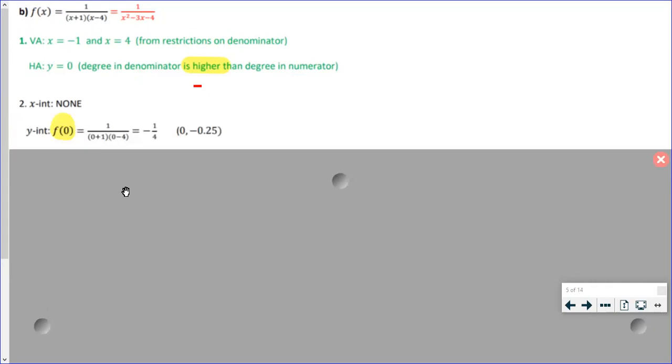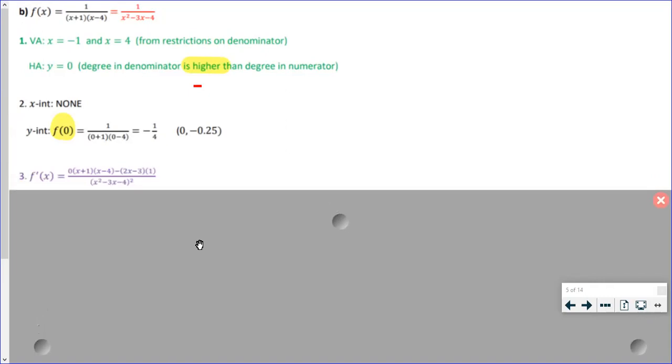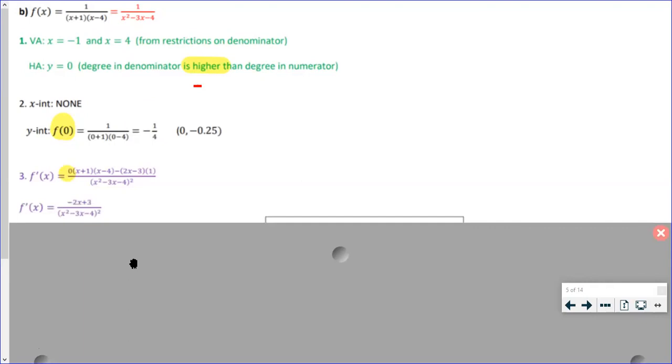With the Y-intercept, I would just plug in 0 wherever you see x in the equation, and that does result in a number, -1/4 or -0.25. So there is a Y-intercept for this function. Now, because this is a quotient, we do have to apply the quotient rule, where the derivative of the numerator is 0. But because our denominator is quite complicated, we end up getting x squared minus 3x minus 4, squared. But the numerator is fairly simple to simplify.